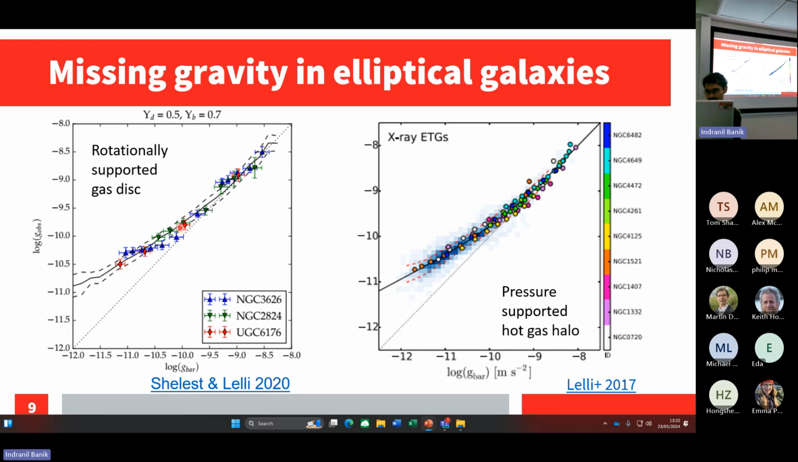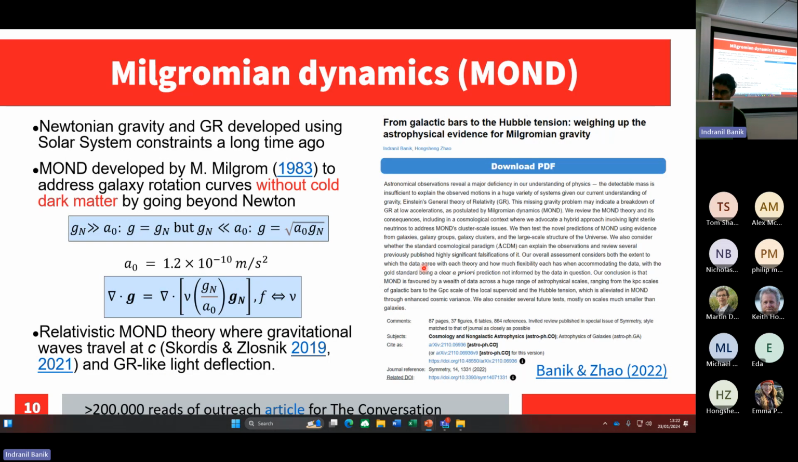This one, by the way, is using gas as a tracer, because some ellipticals have a thin disk of gas that's a very small percentage of the mass, but it's very useful. And here it's using hot gas in the halo. With the spiral galaxy data in the background, the colored dots showing the data. So this radial acceleration relation is pretty widespread.